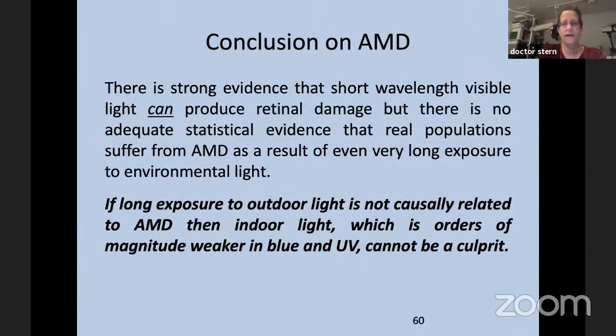Well, we do know, again, that short wavelength can produce retinal damage. We don't really know that in real populations of people that that's really a reason to think that they're going to potentially develop macular degeneration. And again, if long exposure to outdoor light is not causally related to it, then indoor light, which is orders of magnitude weaker in blue and ultraviolet, cannot be the culprit.